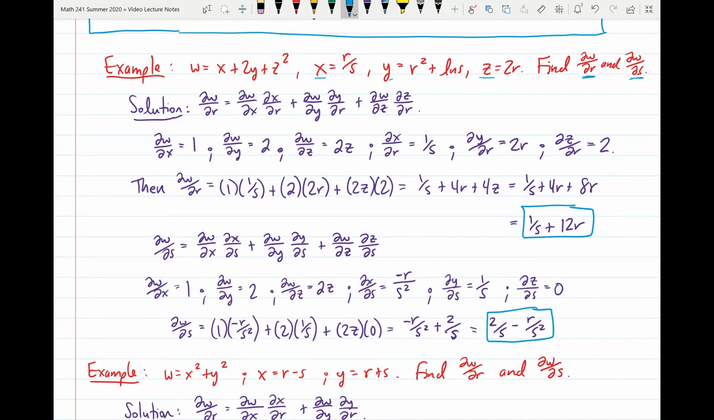The partial derivative of w with respect to r is equal to partial w with respect to x times partial x with respect to r, and so on through this expression here.